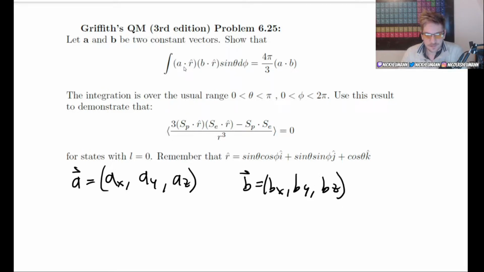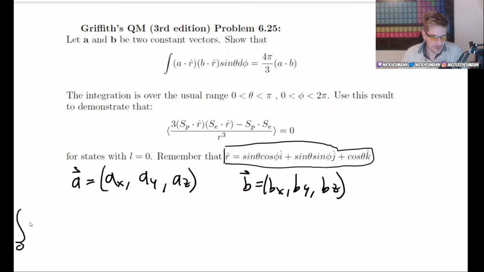Now, then what is our r vector? That is actually written here. Oh, almost closed it too early. And the integral we already know. We know the integral goes from 0 to pi and 0 to 2 pi. So let's now write this parenthesis, the multiplication. Let's write it out explicitly.